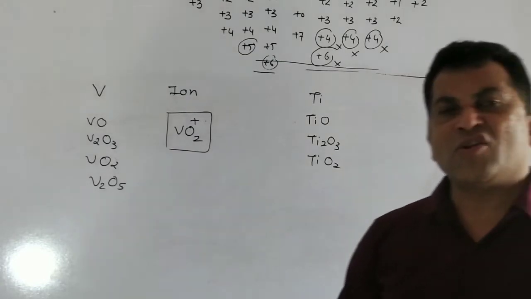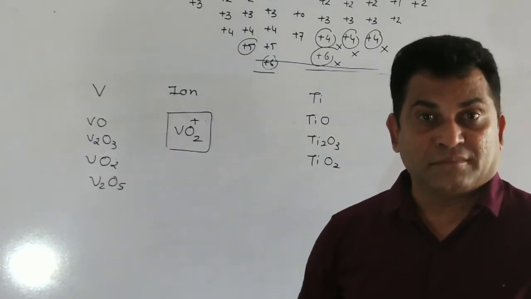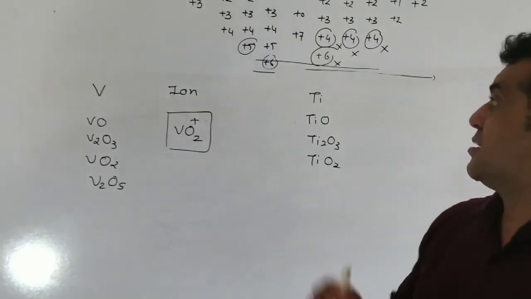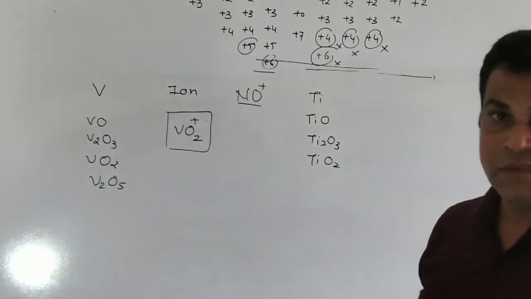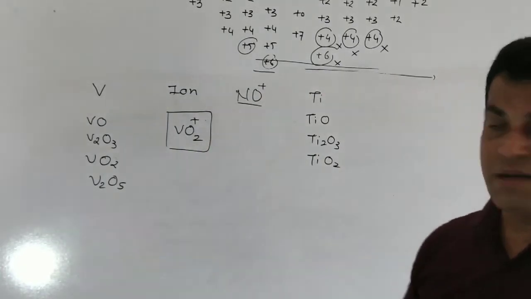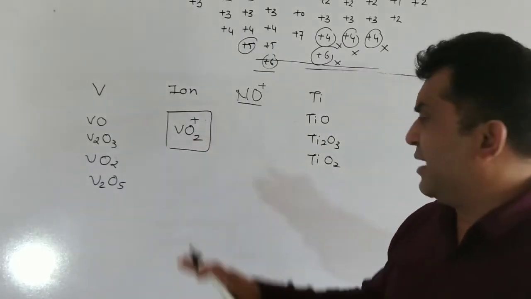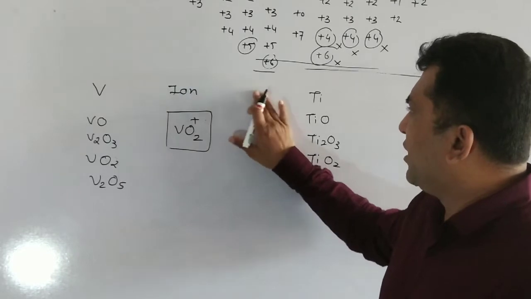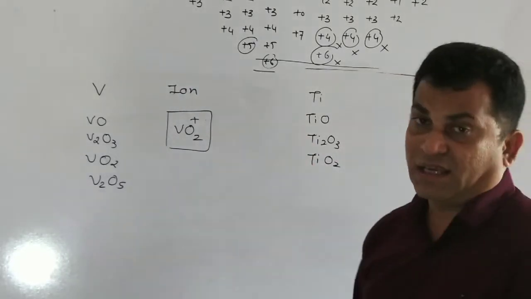Here vanadosonium, like nitrosonium was the ion NO+. NO+ is known as nitrosonium. So this is the vanadosonium ion. What is the name of this? Vanadosonium, or vanosonium ion, is this. So I hope that you understand that vanadium is producing a positive ion as well.